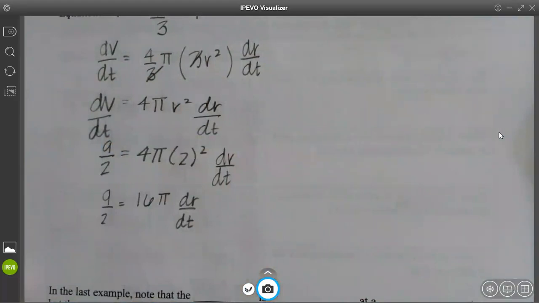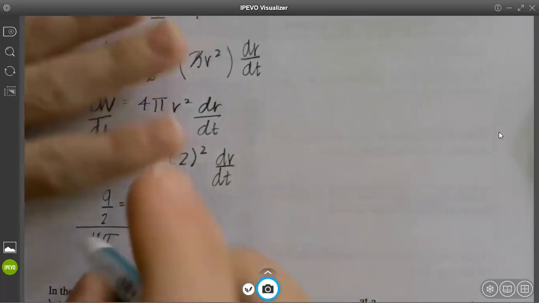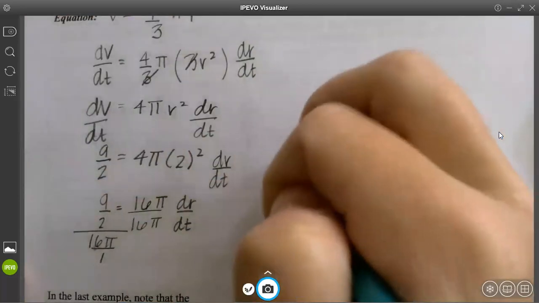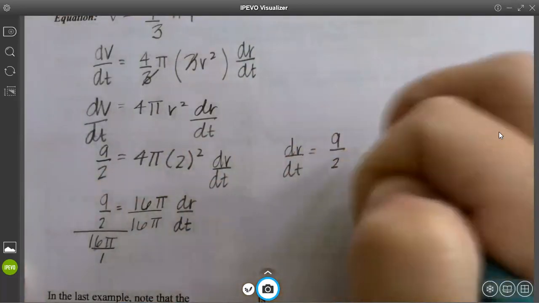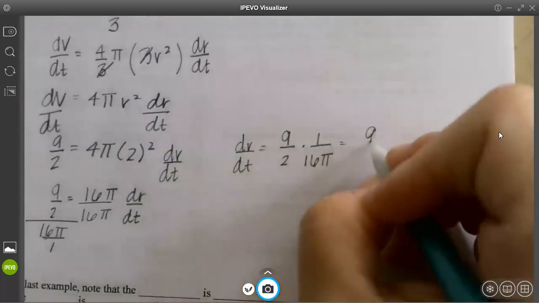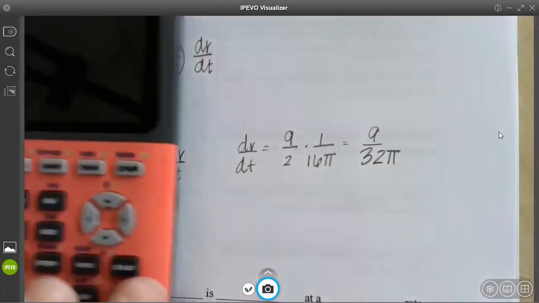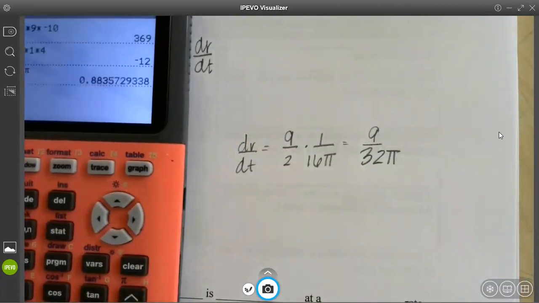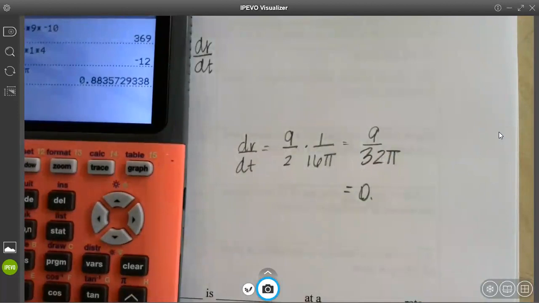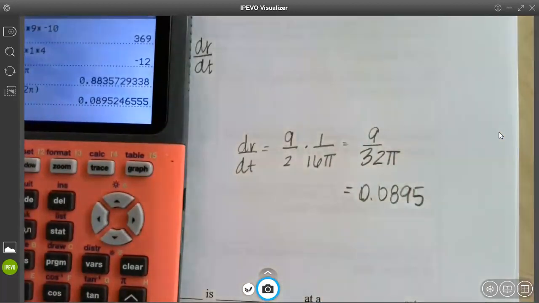How do I solve for dr/dt? Remember, I don't divide fractions, I flip and multiply. So 9/2 times 1/16 pi gives us 9/32 pi. Again, you could have done all decimals, it wouldn't have mattered. And we get 9/32 pi, which is 0.895. Guys, make sure you put that in correctly.